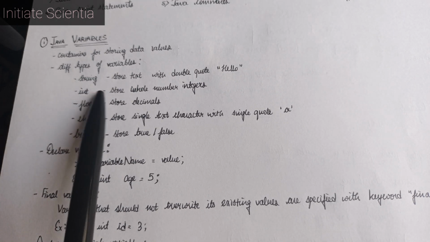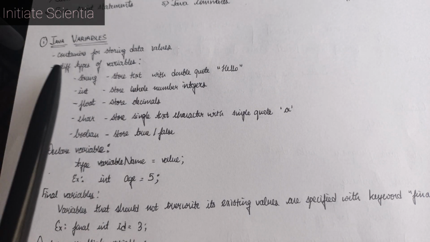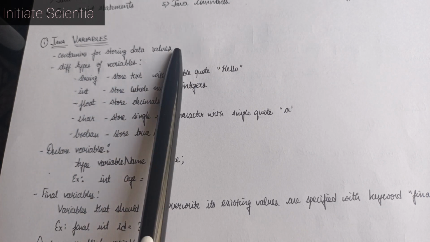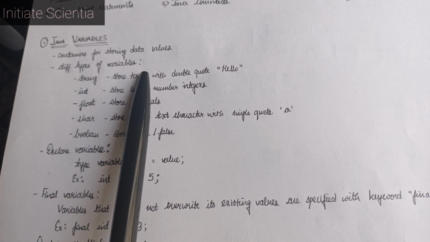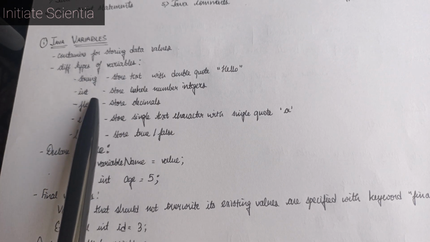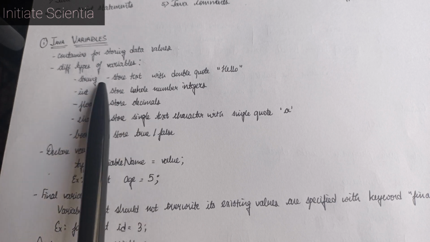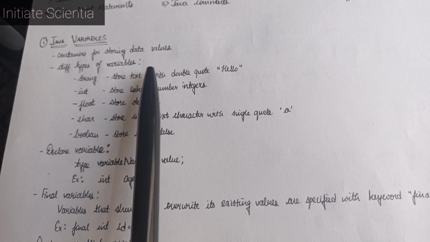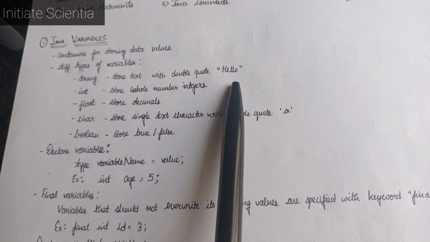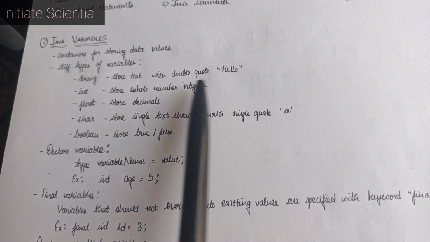So, firstly, Java variables. What are they? They are containers for storing data values. There are different types of variables such as string, int, float, character, boolean. String stores text with double quotes, as "hello". As you can see, there's an example.